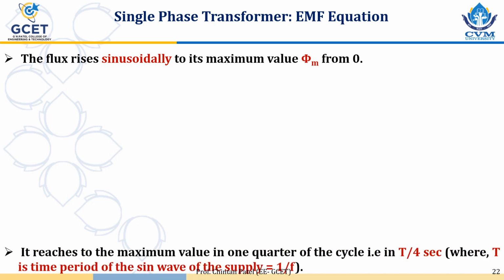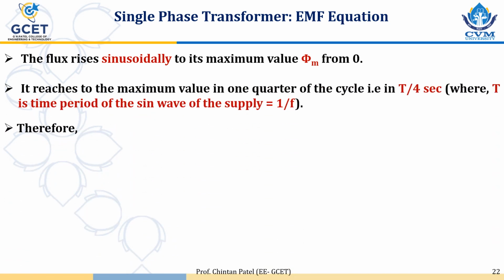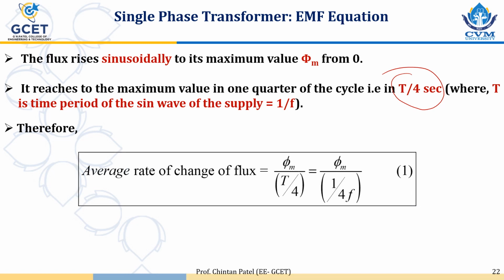Now this flux rises sinusoidally from 0 to its maximum value phi m, and to become maximum it takes T by 4 seconds, where T is the time period. Time period is the time required to complete one cycle, and its value is given as 1 upon f, where f is the frequency.